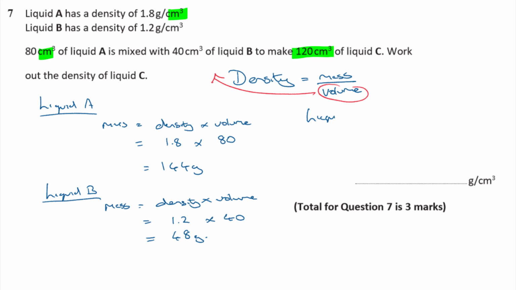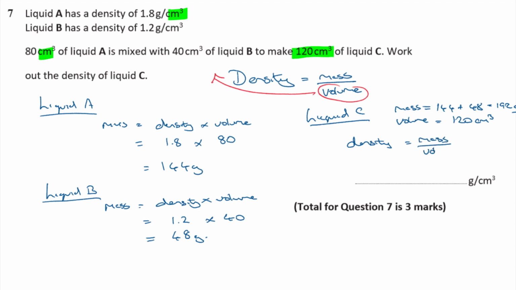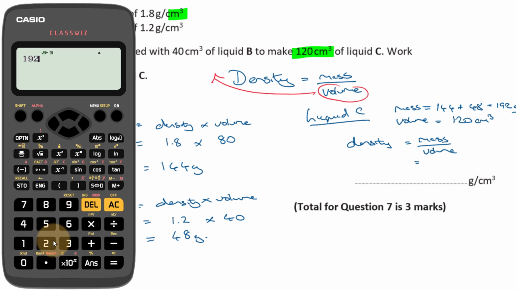So for liquid C, its mass is going to be equal to those two things added together, isn't it? 144 plus 48 is 192. So its mass is 192 grams. Its volume is 80 plus 40, that's 120 cubic centimeters. So then the density is going to be its mass divided by its volume. So mass divided by volume, 192 divided by 120, comes out to be 8/5, 1.6.